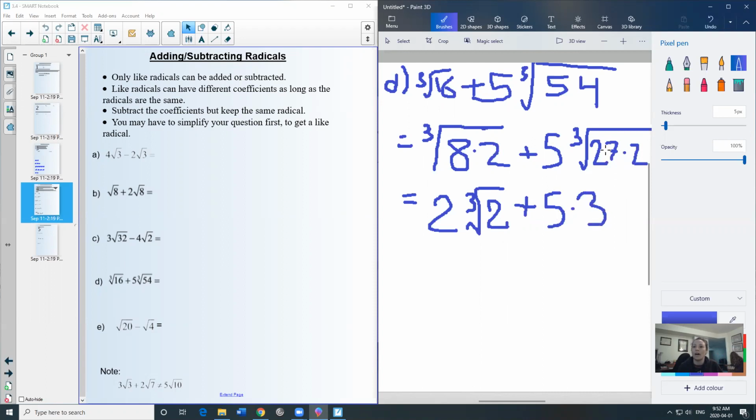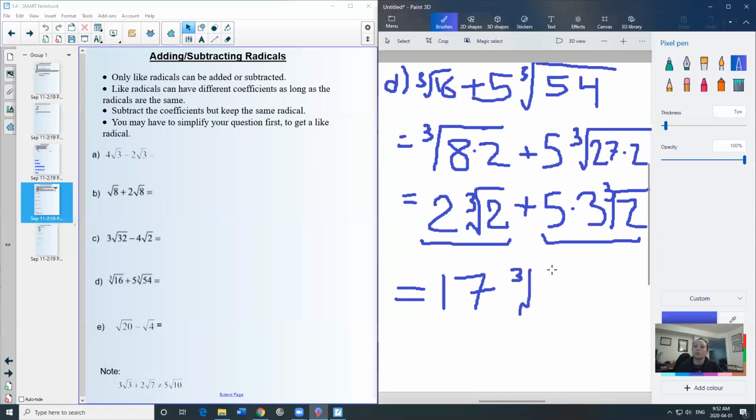So I'm carrying down the 5. The cubed root of 27 is 3. And then I am left with the cubed root of 2. And now that my radical parts are the same of this term and this term, I can add my coefficient parts. Let's just simplify this first. 5 times 3 is 15. Okay, and 15 plus 2 gives me 17. So this is 17 times the cubed root of 2. Okay, so we can work with square roots, cubed roots, all sorts of roots.